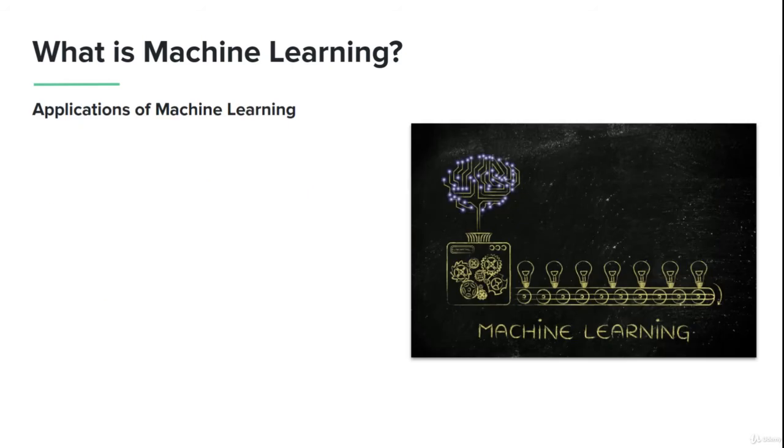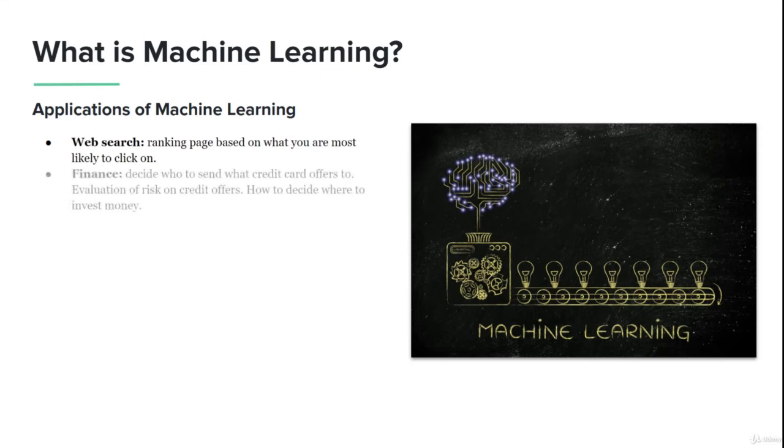So let's look at some applications of machine learning. Some of the various applications are web search, right? Ranking pages based on what you're most likely to click on. Then we have finance, where you're deciding who to send what credit card offers to, the evaluation of risk on credit offers, how to decide where to invest money, right? Just think about any time that you are online and you're looking to get a credit card offer, or you're looking to submit an application to maybe get some store credit or whatever that may be, where you're looking to get extended some sort of credit.